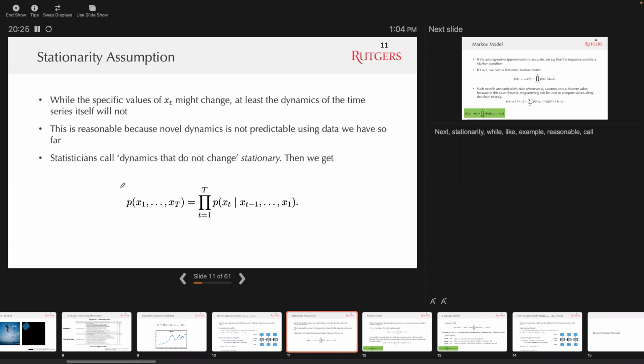If you make this stationary assumption, then you can model the joint probability of all the values from the first time step to the last time step, which is xt, using conditional probability. Basically, it's a product of t conditional probabilities. You can see that it's basically, let me see.